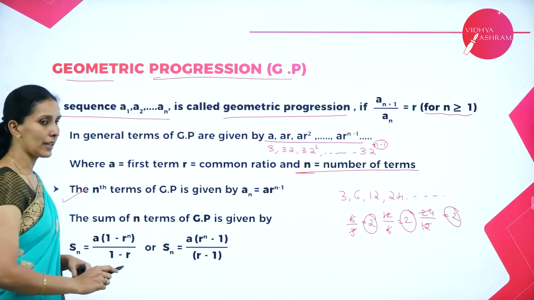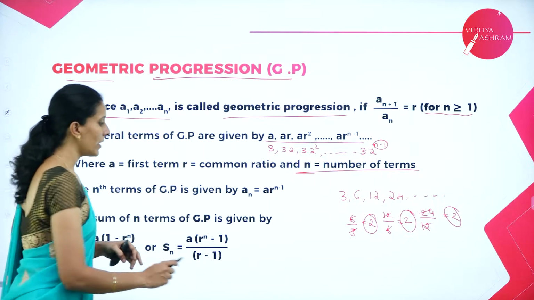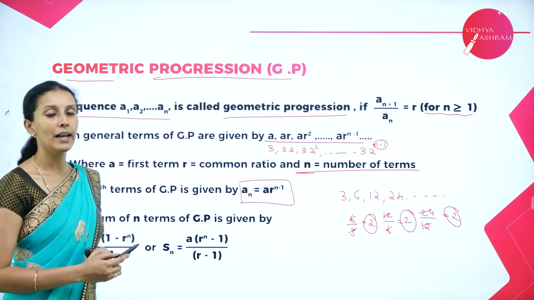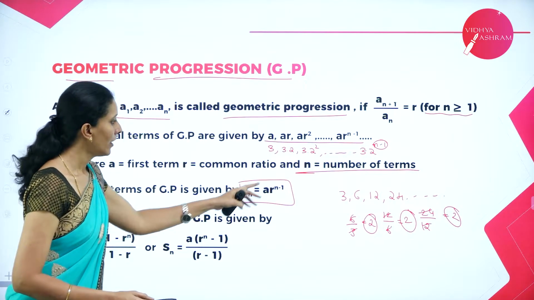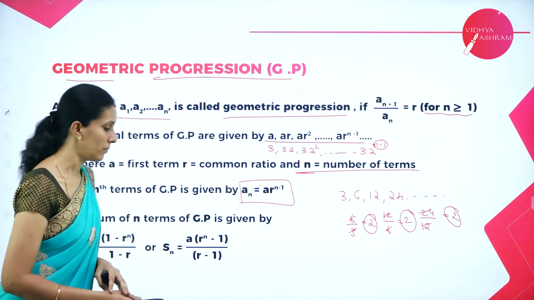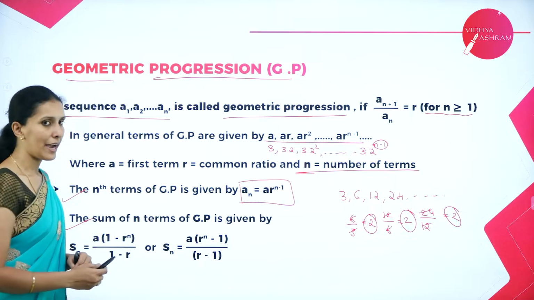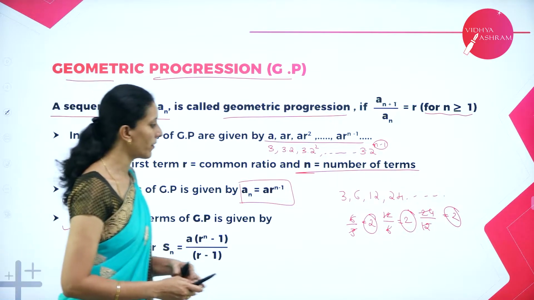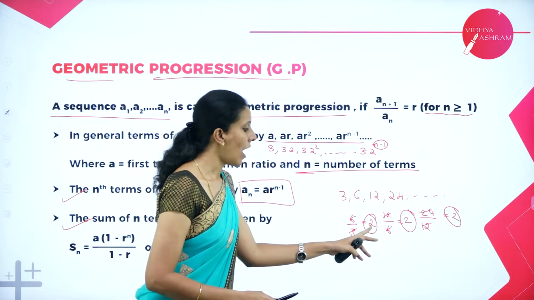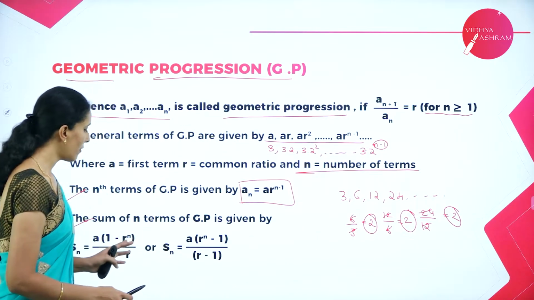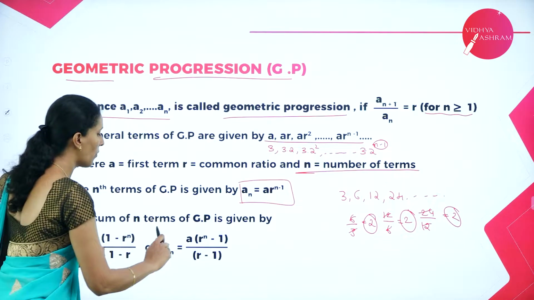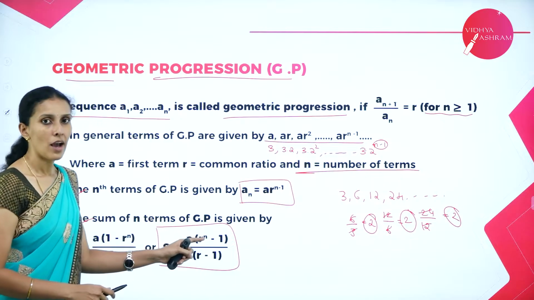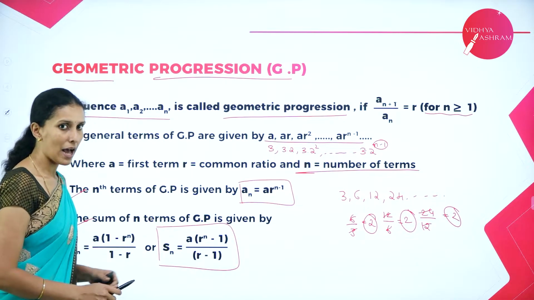Now, the nth term of the GP can be found using the formula an is equal to ar to the power n minus 1, where n depends on the number of terms. Next, the sum of n terms. There are two formulas here, very easy to remember. Suppose r is greater than 1. Then you can use this formula to calculate the sum of a geometric progression: a into r to the power n minus 1 by r minus 1.